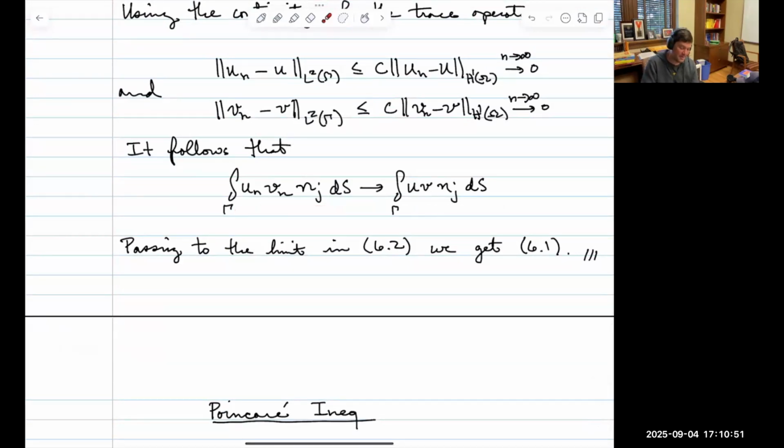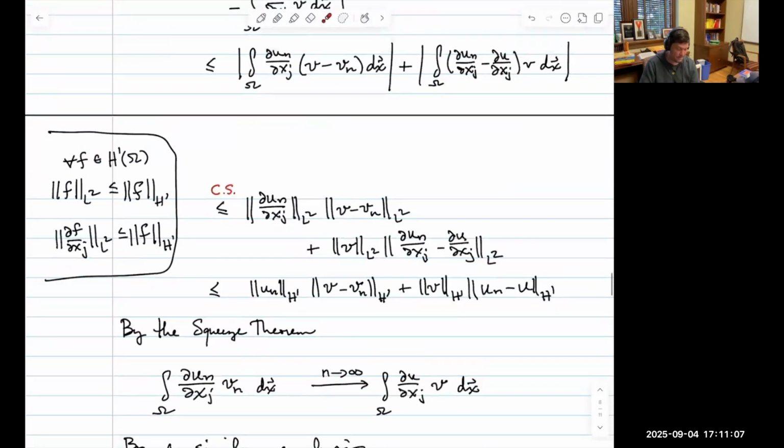The one thing that's a little bit missing and requires a little extra work is, what about this n_j here? What do you do about that? Don't worry about that point just now. But if all of these integrals converge to the right thing, then I can pass the limit.